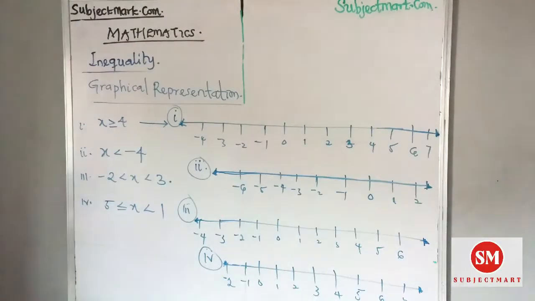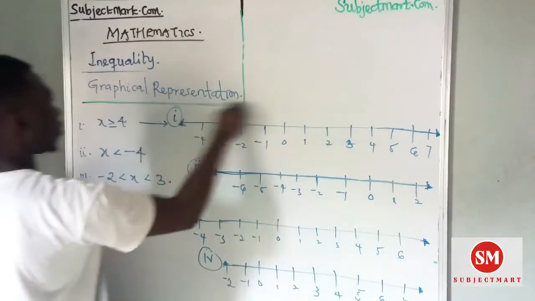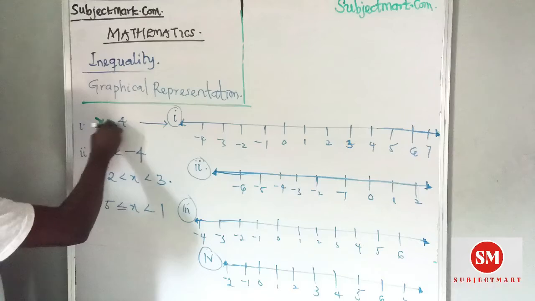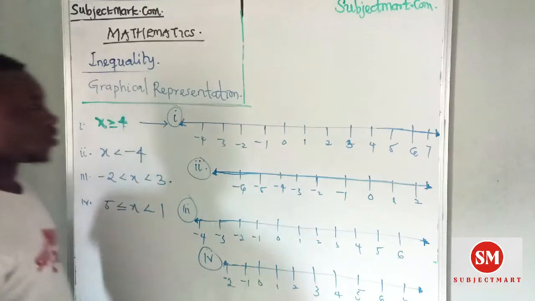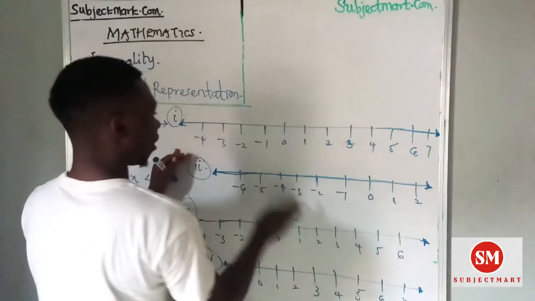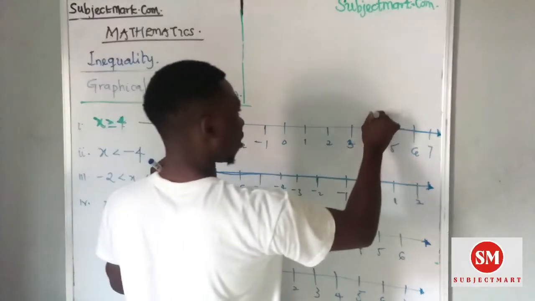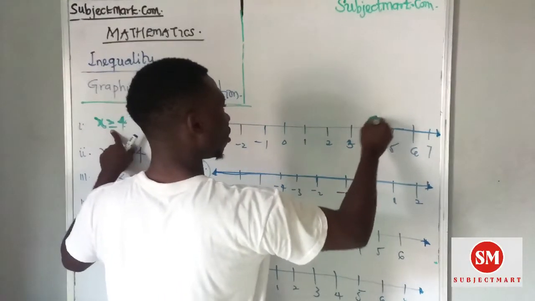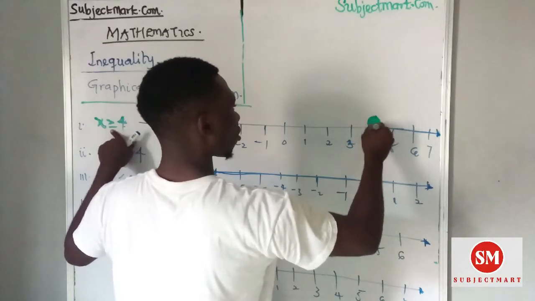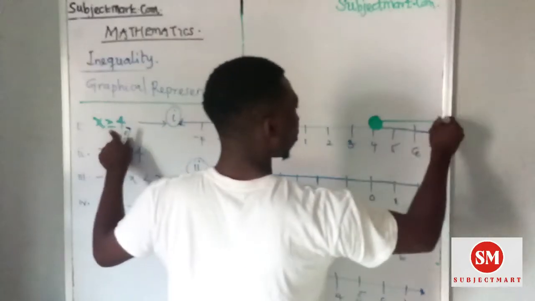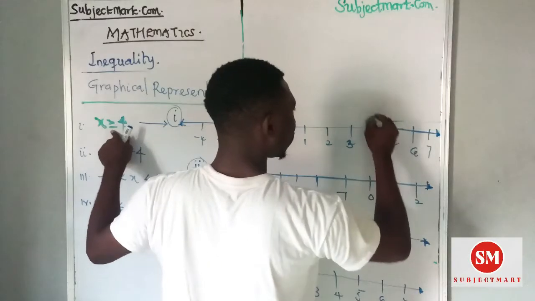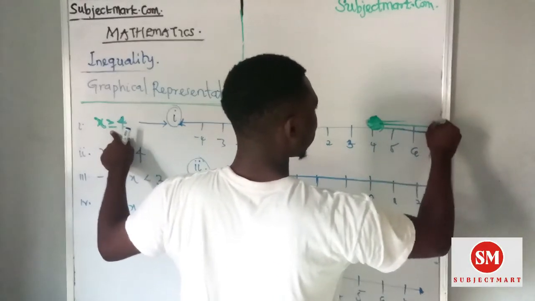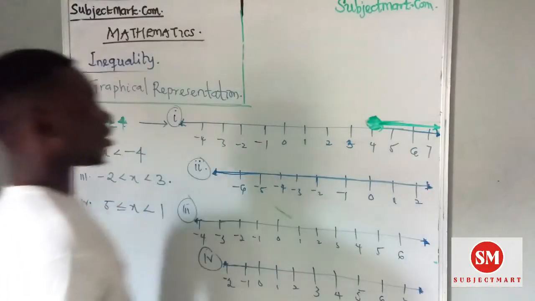Okay, now here we go ahead to the graphical representation of inequalities. Now we have here x is greater than or equal to 4. For greater than or equal to 4, this is the number line. Let us look for 4. Positive 4 is here. When it is greater than or equal to, the point here will be shaded. So if we shade this point, all values above.